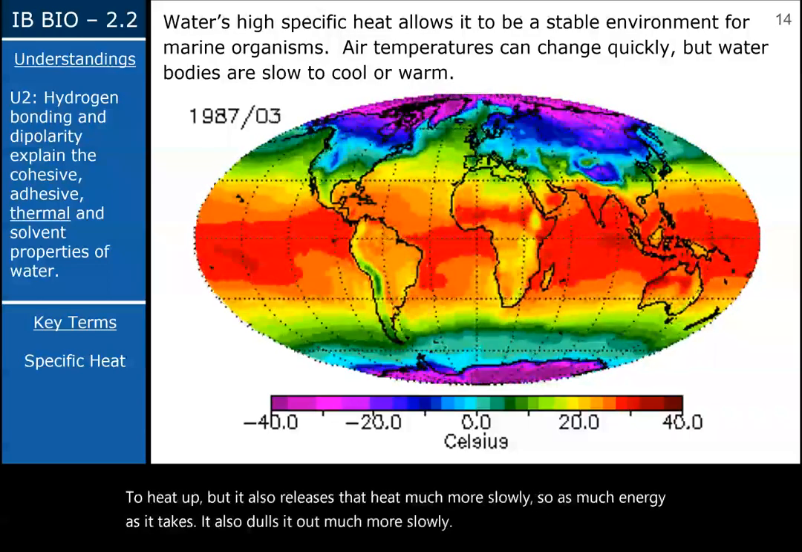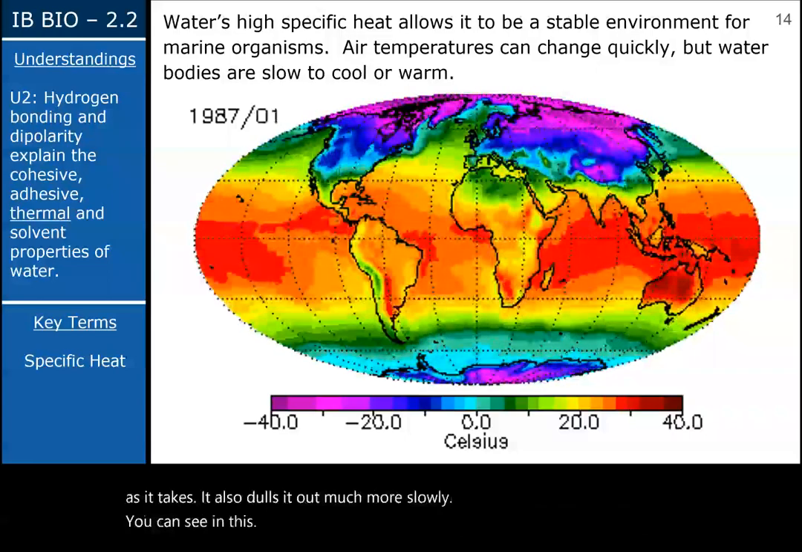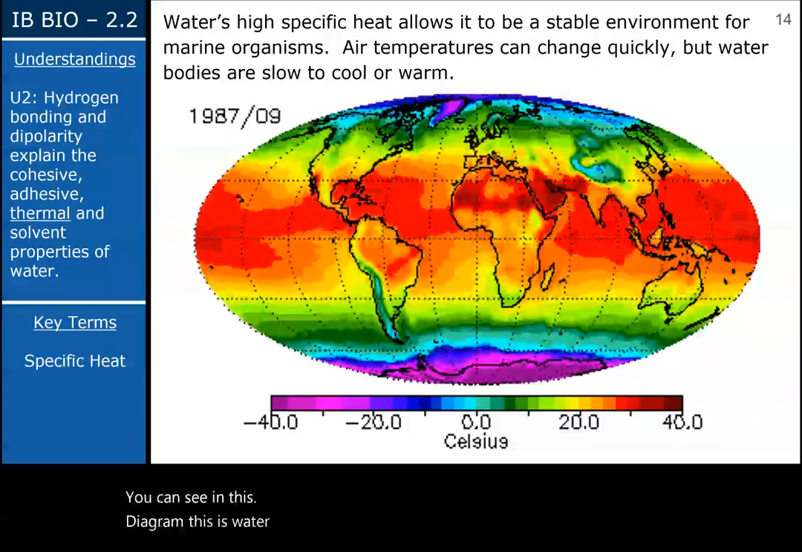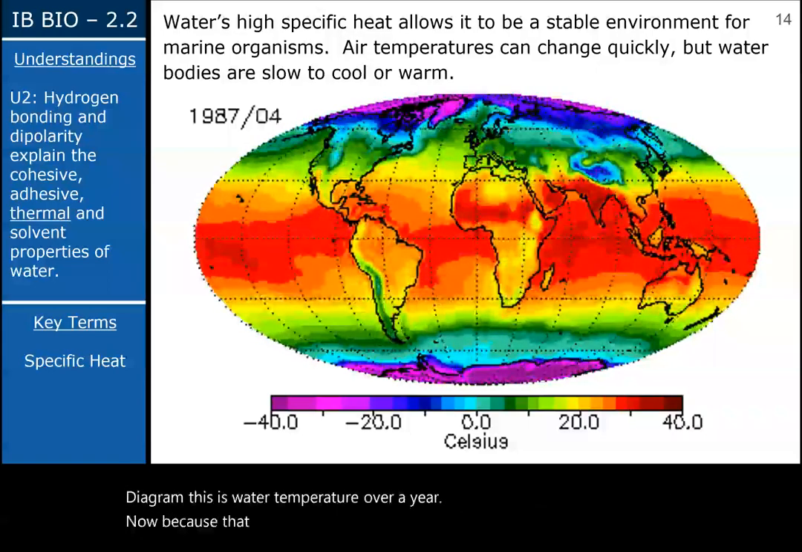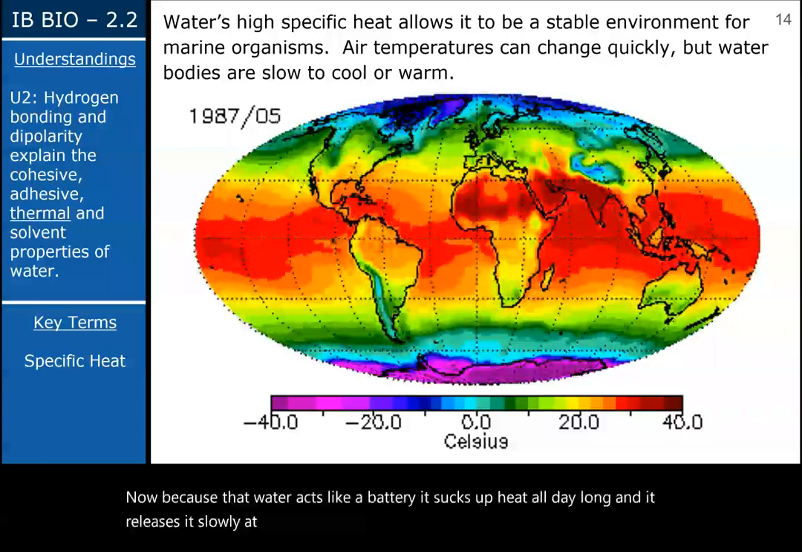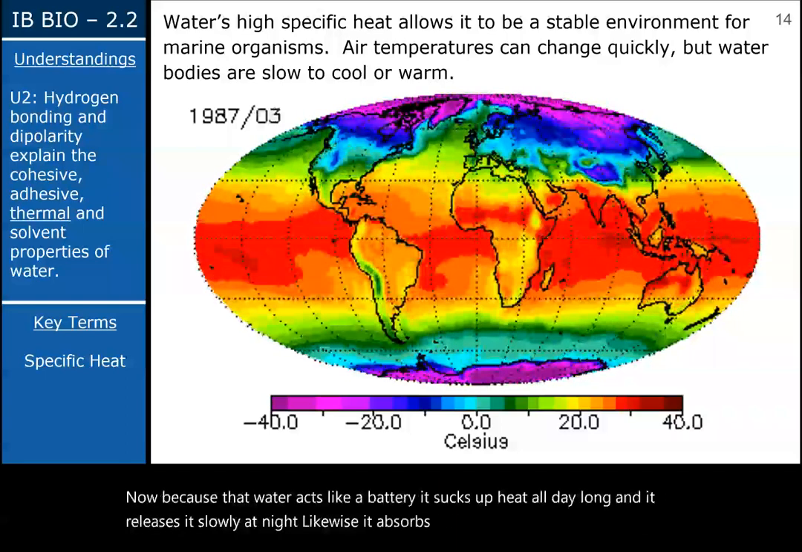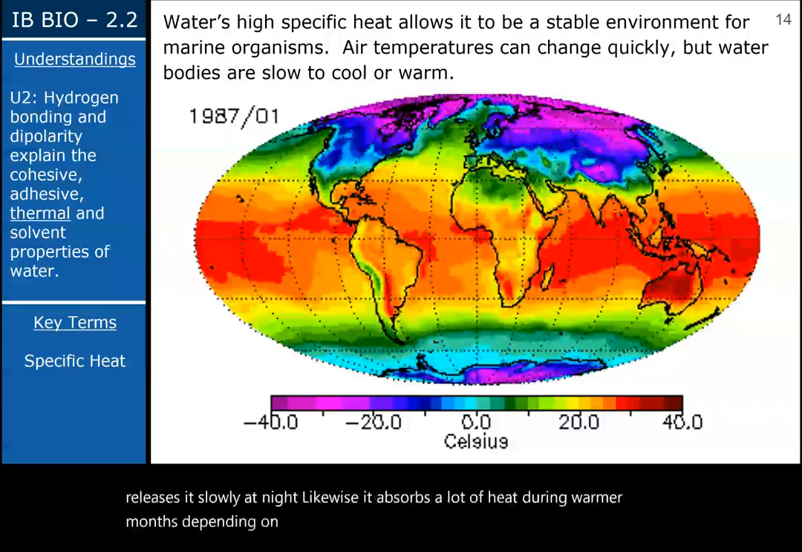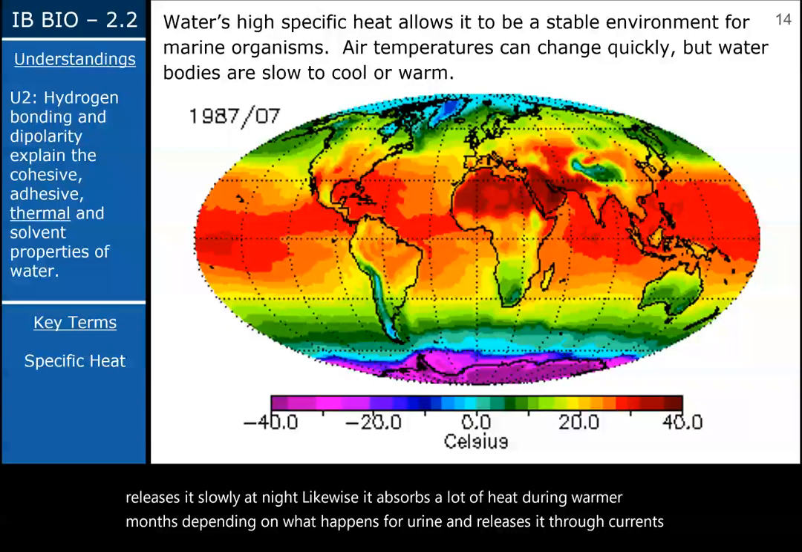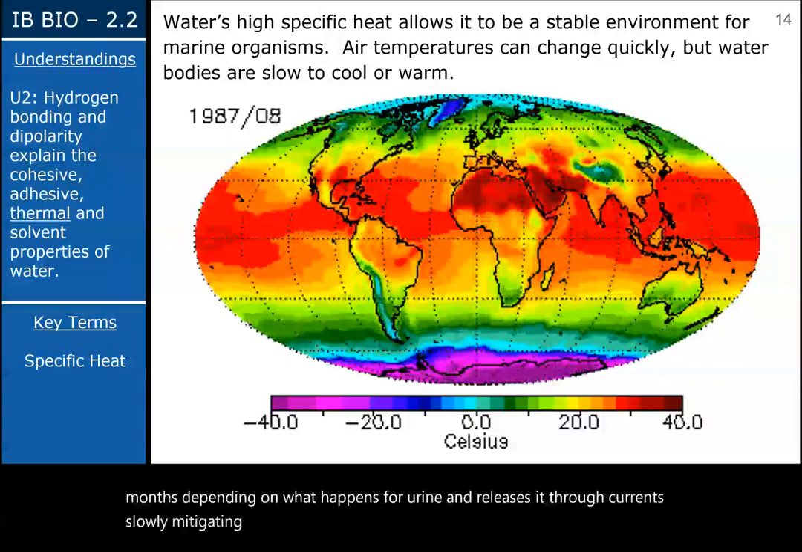You can see in this diagram, this is water temperature over a year. Now, because that water acts like a battery, it sucks up heat all day long and it releases it slowly at night. Likewise, it absorbs a lot of heat during warmer months, depending on what hemisphere you're in, and releases it through currents slowly, mitigating big extremes in our climate.